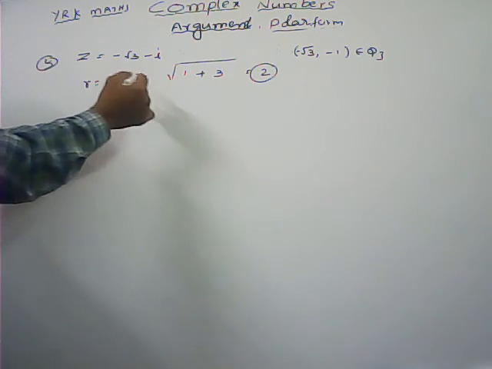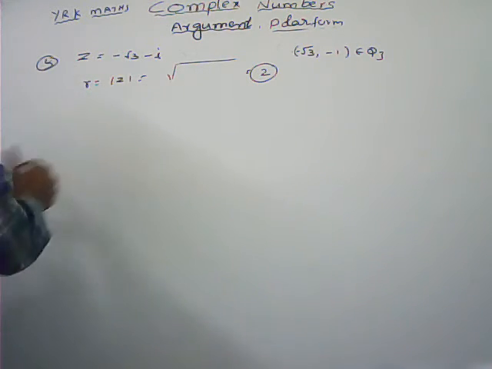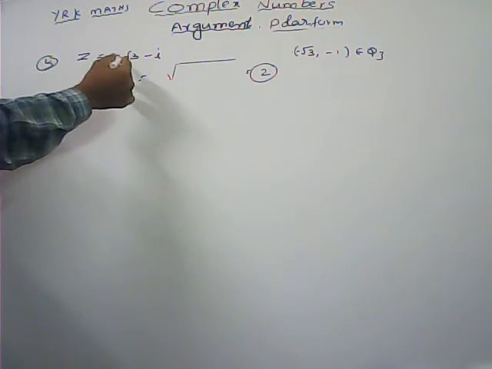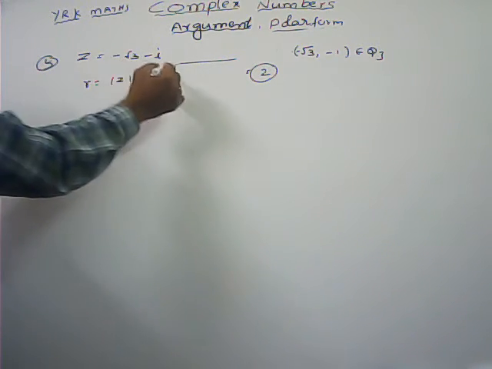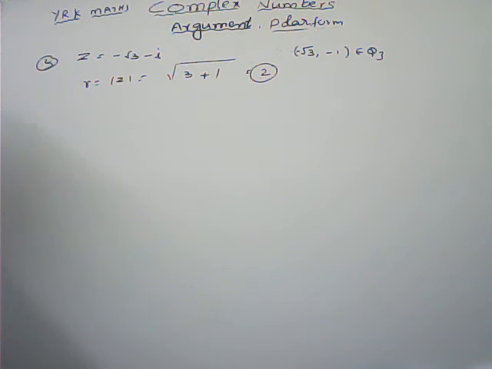r is equal to the modulus of z, that is equal to root of a square plus b square, or real part whole square, minus root 3 whole square, that is 3, plus minus 1 whole square, that is 1. 3 plus 1 is 4, square root of 4, that is 2 only.